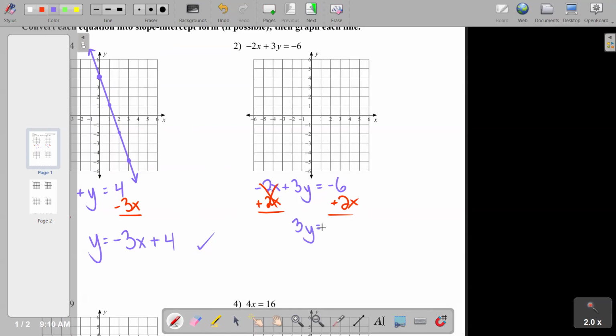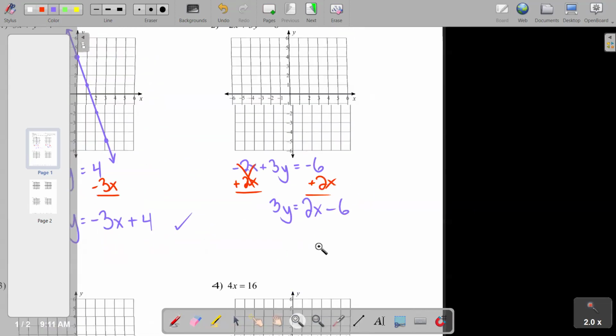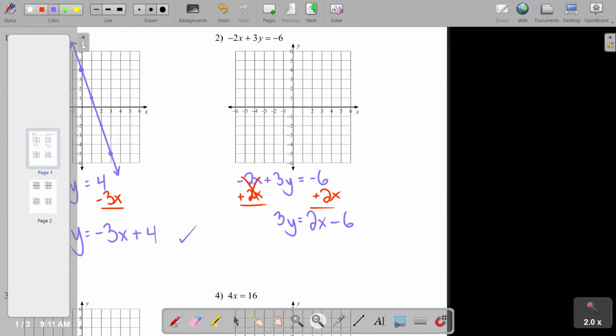And how are we going to write the right side? 2x minus 6. And now we're poised to finish the job, right? And the job completion is to divide by 3. And remember, everything the division can see, it will divide. It's not one big division sign. It's in everything. What will our final answer be? Correct. And now it's graph go time.